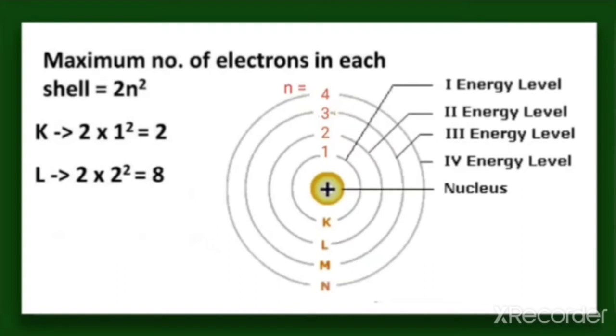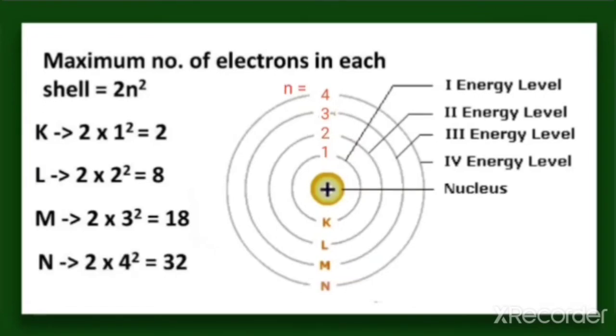For L, 2 into 2 square is equal to 8. That means the maximum number of electrons that can be accommodated in the second shell, that is the L shell, is 8. For the M shell, 2 into 3 square is equal to 18. That is, the maximum number of electrons that can be accommodated in the M shell is 18. Similarly, for the N shell, it is 32.